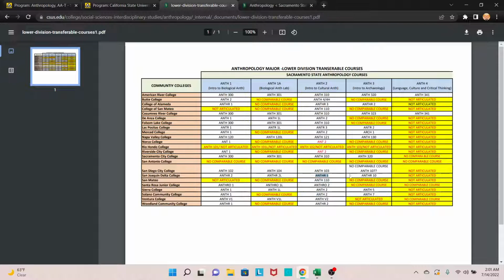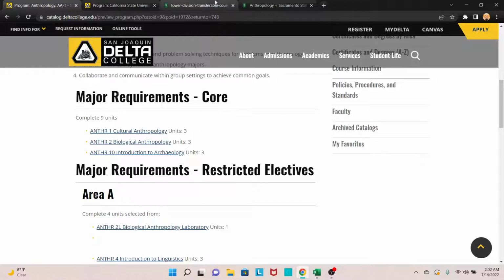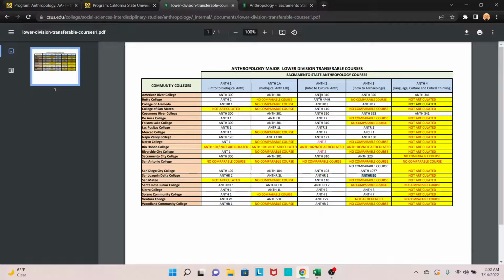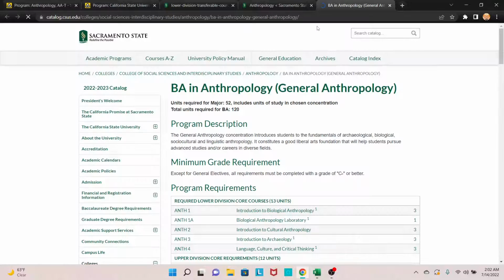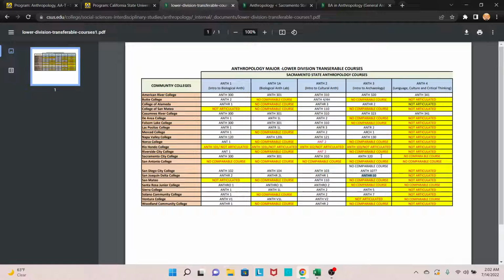take regardless. Looks like they also have an intro to archaeology class, which is called Anthro 3, which Delta has as Anthro 10. So if we scroll through this degree, there we go, here's the Anthro 10 class. So it looks like Sac State offers these classes and will likely require them once we start to go through the degree here. Yep, looks like they require 1A, 1A, 2, 3, and 4. And Delta has 1, 1A, 2, and 3.